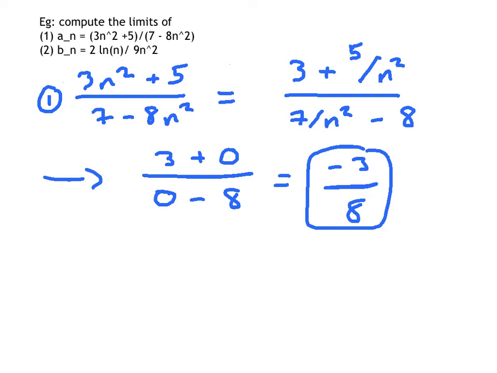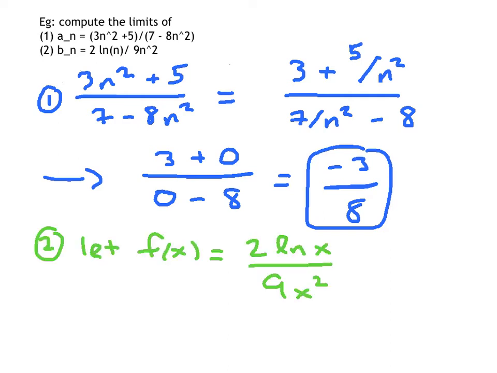Now for number 2, we're going to compare this sequence to the function that we get when we put an x in place of the n, namely 2 times natural log of x over 9x squared. And because this function defines this sequence, if we can find the limit of the function, that will also be the limit of the sequence. Now, as x goes to infinity, the denominator, 9x squared, goes to infinity, and the numerator, 2 natural log of x, also goes to infinity. So this means that the limit of this function is infinity over infinity. So we can use L'Hopital's rule.